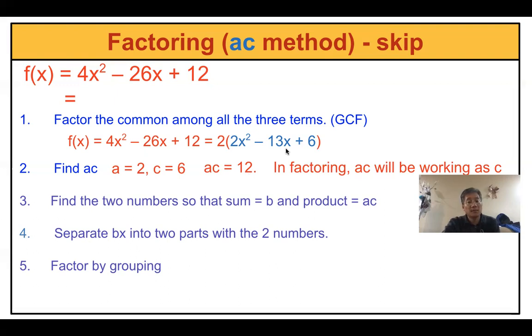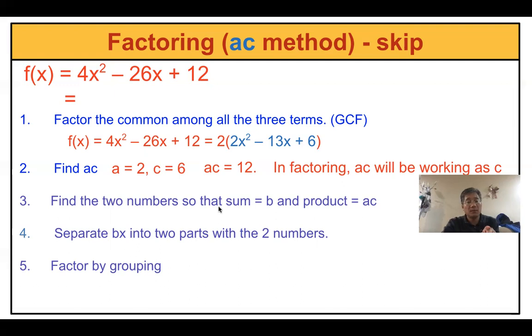So possible candidates are 1 and 12, 2 and 6, 3 and 4. But if you multiply, it becomes 12. So they are the possible pairs of numbers, right? But when you add them, it should be negative 13. So both numbers must be negative. And then we know negative 1 and negative 12, right?